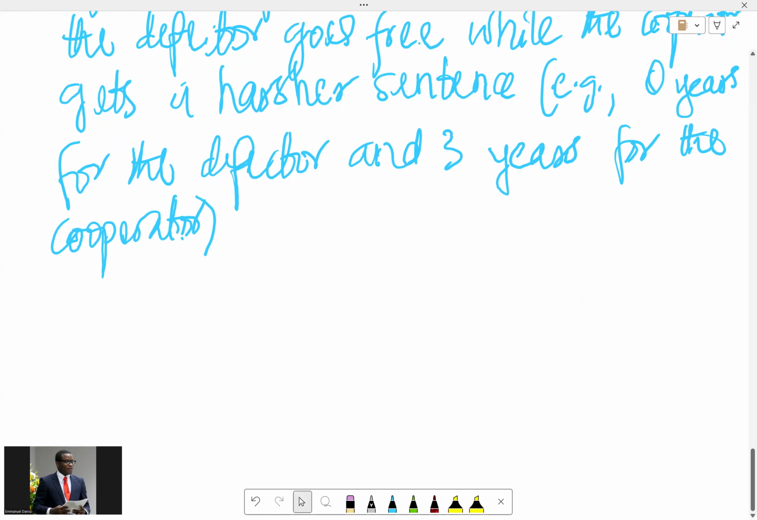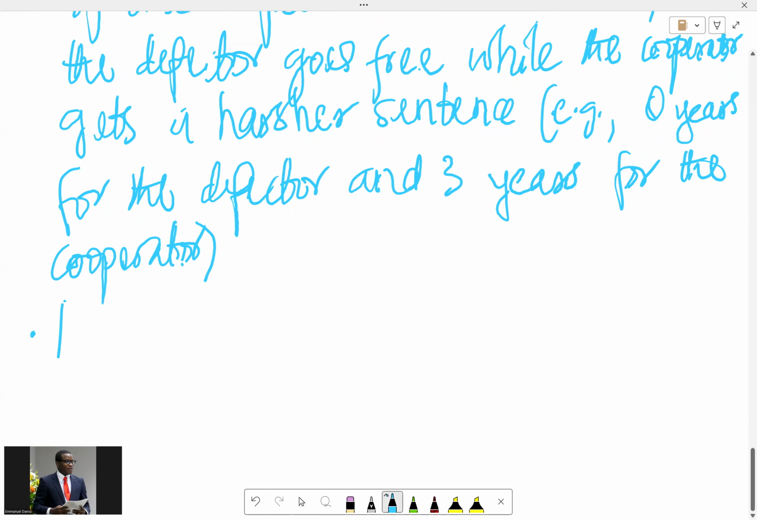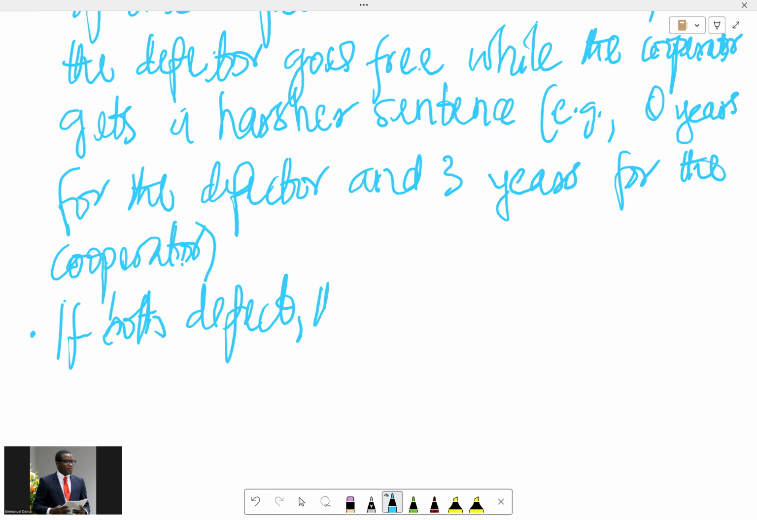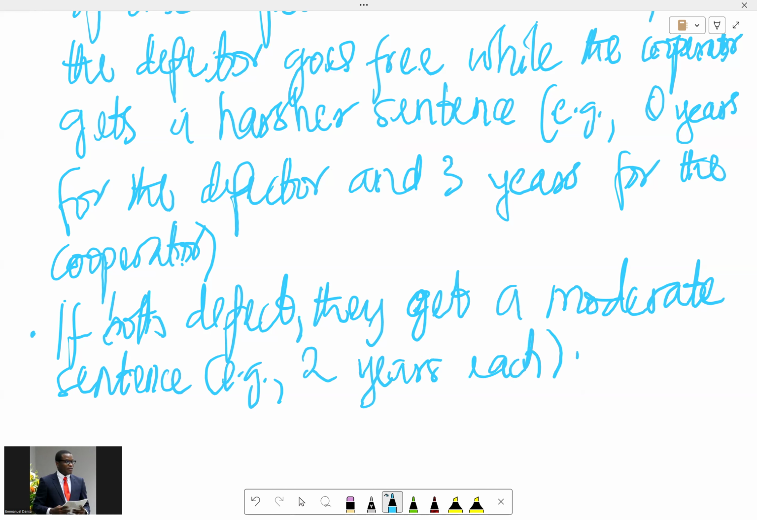And then the third thing is that if both defect, that is, they betray each other, they get a moderate sentence, e.g., 2 years each. But you see, it's a dilemma because one prisoner cannot tell what the other prisoner is going to do. That's where the problem lies.